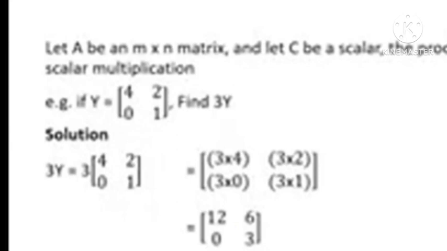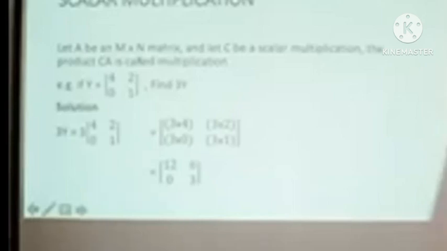Next is scalar multiplication. We said let A be an m by n metric. What do you mean by m by n? M is the number of rows, while n is the number of columns. And let C be a scalar.